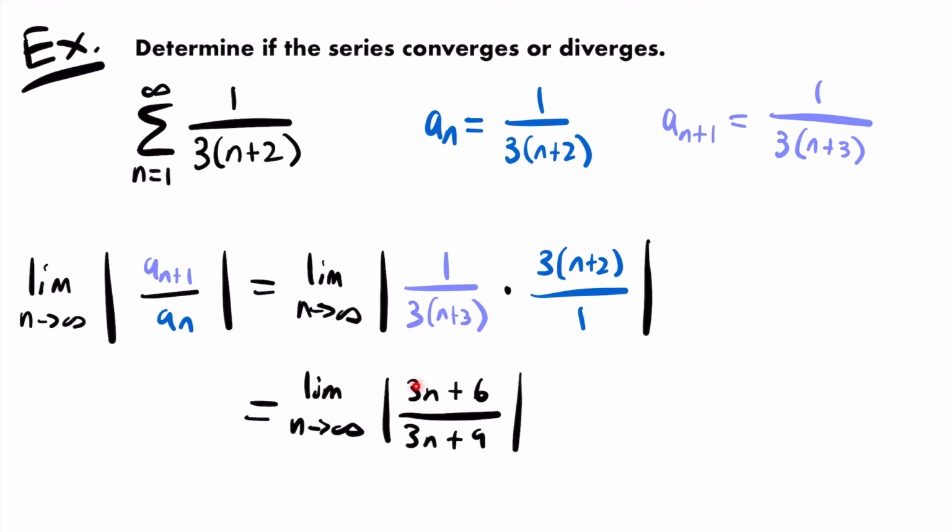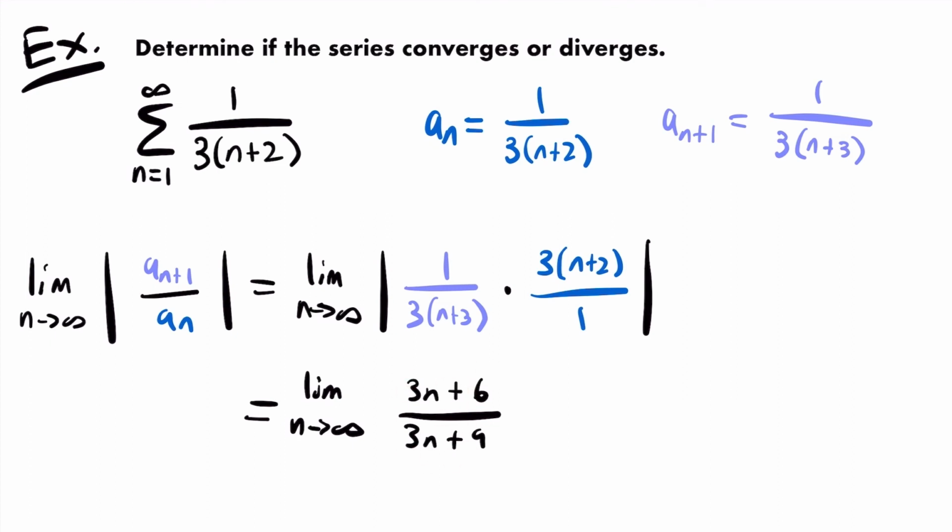Now at this point, we don't need these absolute value bars. n is always going to be a positive value from 1 to infinity, and so we're just multiplying by 3 and adding positive values, so this expression will always be positive, and we don't need these absolute value bars.